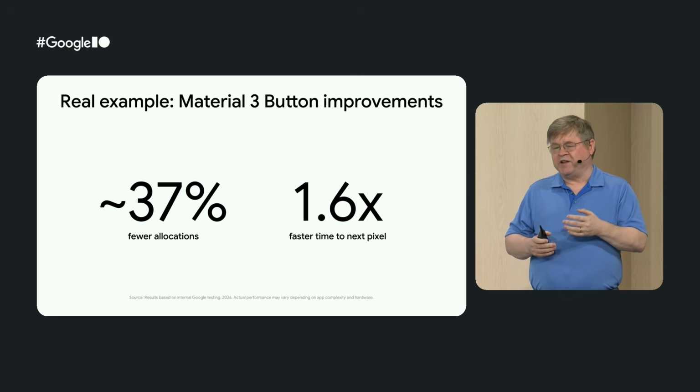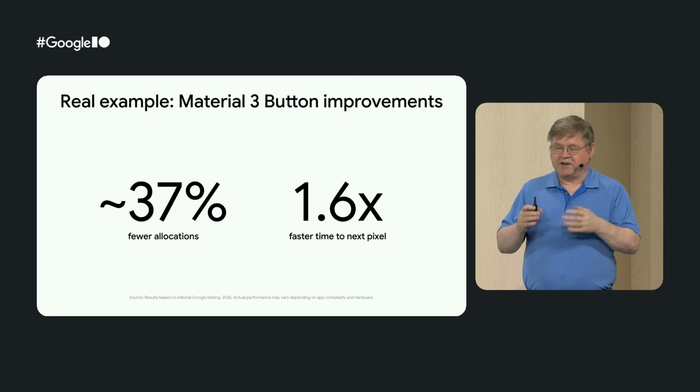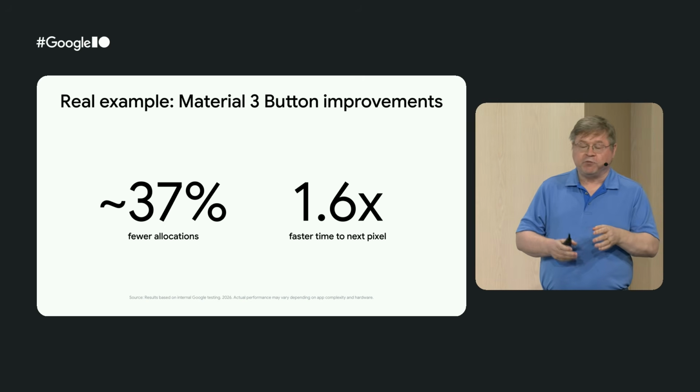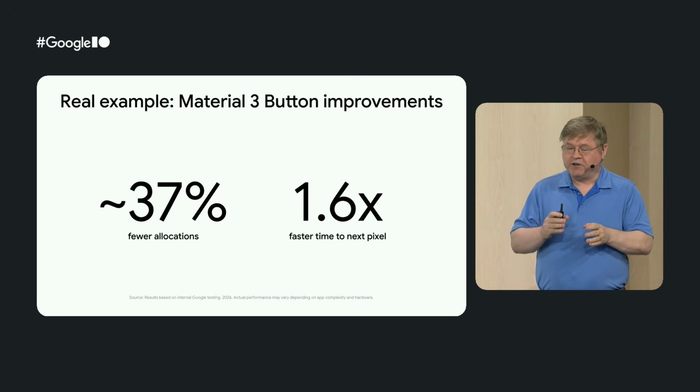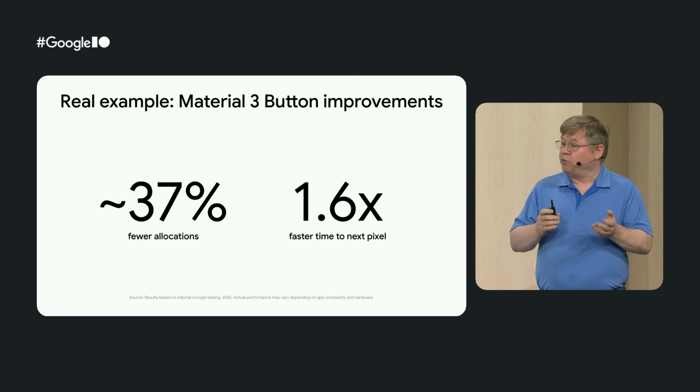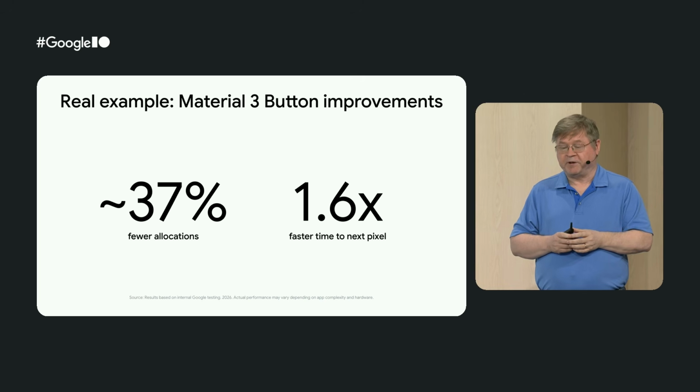The border benchmark is a very targeted benchmark to highlight what styles does best. In a more real-world example, we've already seen improvements. In a prototype of Material's button implementation, we switched to a style-based version, and the allocations reduced by approximately 37%. And the button was 1.6 times faster to render the next pixel.